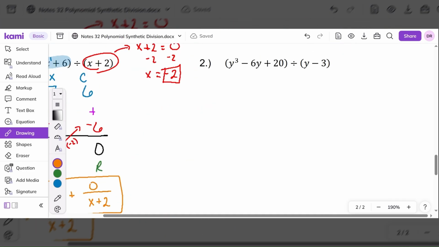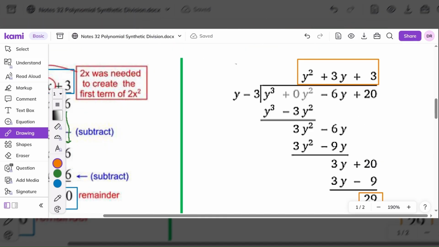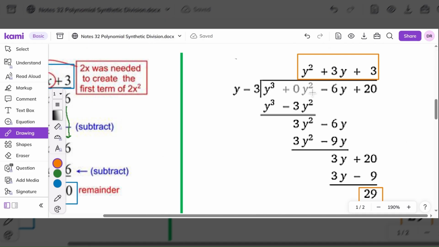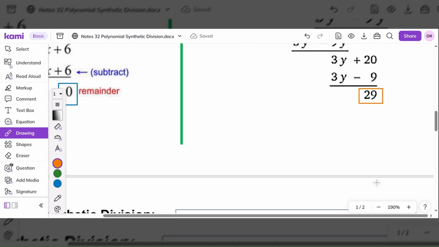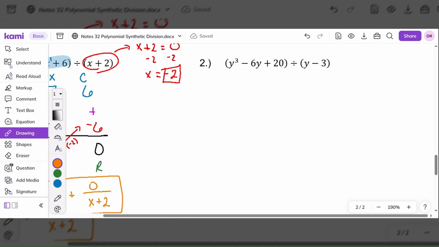So looking at this one, remind you of what this looked like on the front page here. Remember, we had this missing spot that we filled in with a 0. We've done that before, but here's also the answer that we're looking for. We're expecting to get an answer of y squared plus 3y plus 3 with a remainder of 29. Let's see if we can make that same thing happen with synthetic division back here.